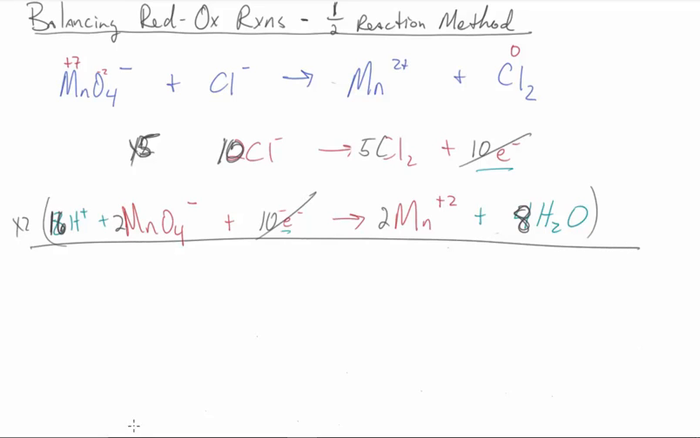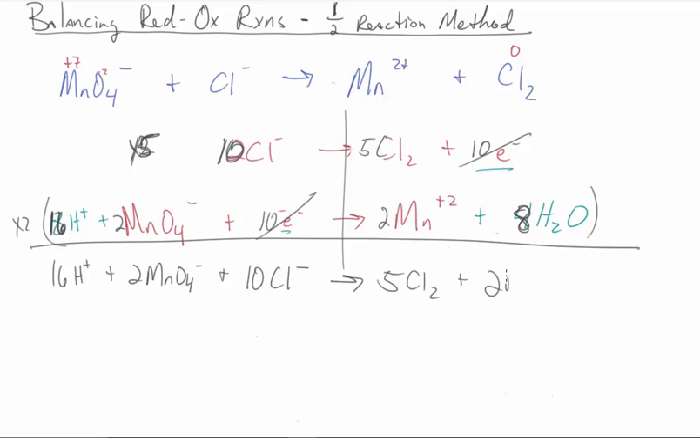My electrons actually cancel out. Now you notice why I keep my arrows lined up, so I can see what's on the reactant side and what's on the product side. So I'm going to have 16H+ plus 2 MnO4- plus 10 Cl-, and then 5 Cl2 plus 2 Mn2+ plus 8 H2O, and there I am, my balanced redox reaction. Aren't those little hairy electrons fun?